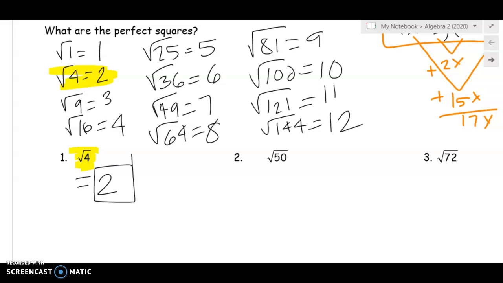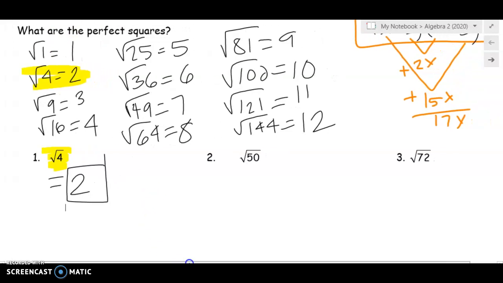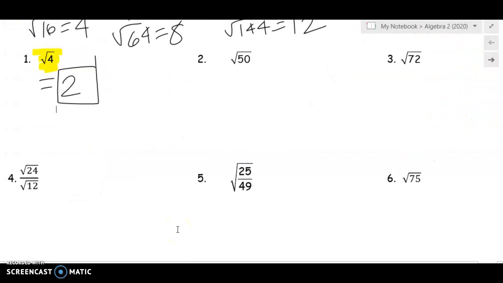Look at number 2, square root of 50. If you look at your perfect squares, is that on there? No, it's not. So this is where I'm going to show you that process. The process that we're going to do is by making a factor tree. And you've done this at some point in Algebra 1. I'm not sure exactly when, but you made some factor trees. So I'm going to make a factor tree.